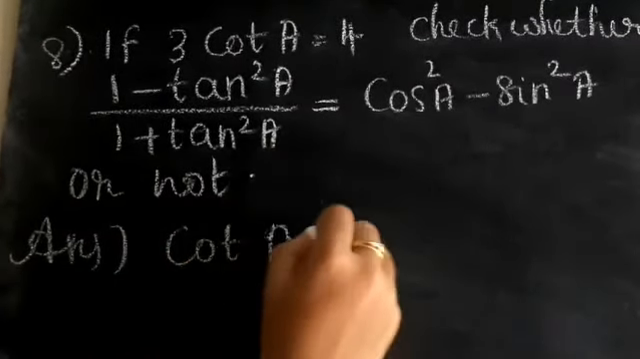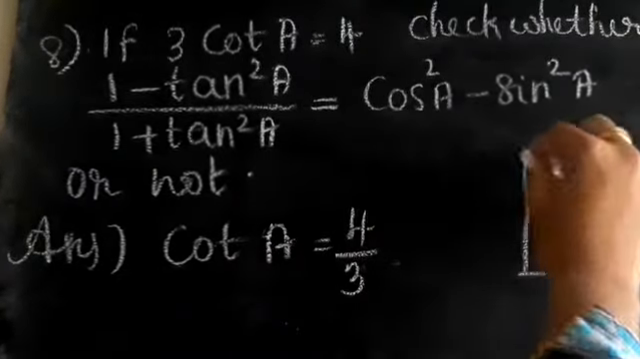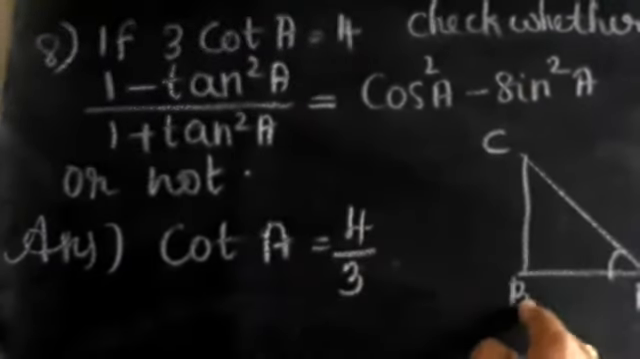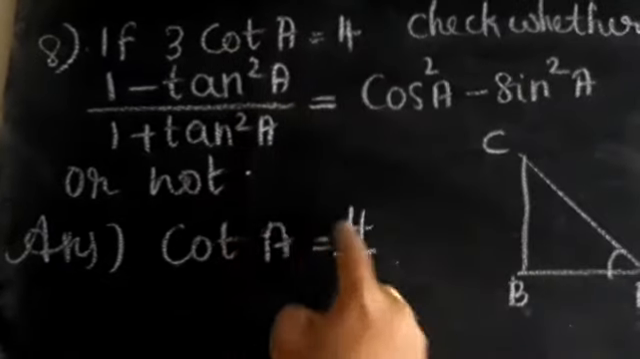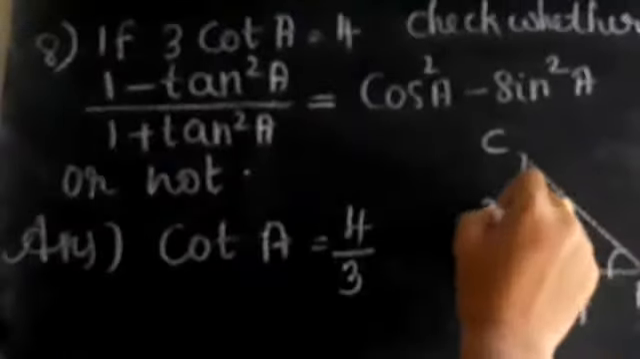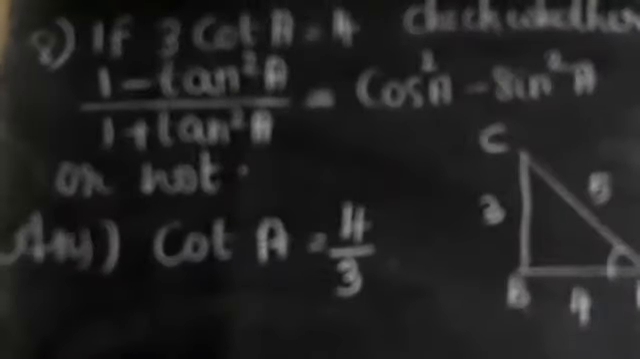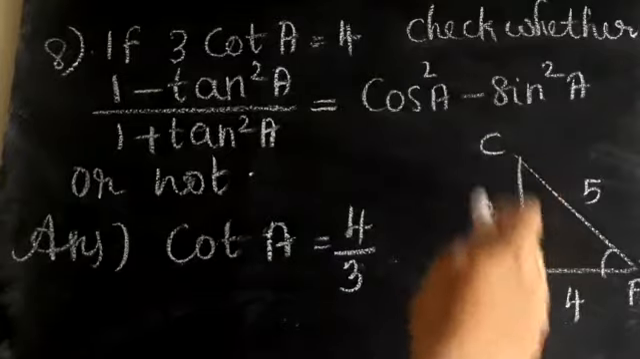cot A is equal to 4 by 3. After that, draw a right triangle ABC, right angle at B, and it is given that cot A is 4 by 3. Cot meaning what? Adjacent side by opposite side. So what will be the third side using Pythagoras theorem? It is very easy. AC will be 5. So all the three sides you know.